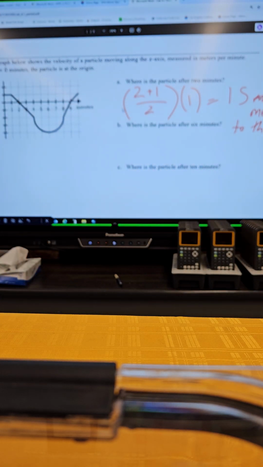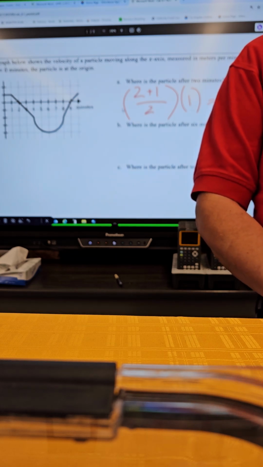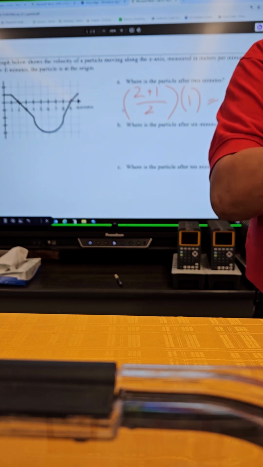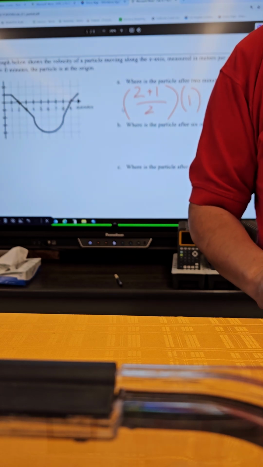Why? Why, Josue? Why did you say no? He just wants attention. No, that's right. Sorry. This is meters, Mike. I was looking at the units. That's why. Okay, so is the unit correct? Yes. So shall we give Isabella a round of applause? It's going to be 1.5 meters.